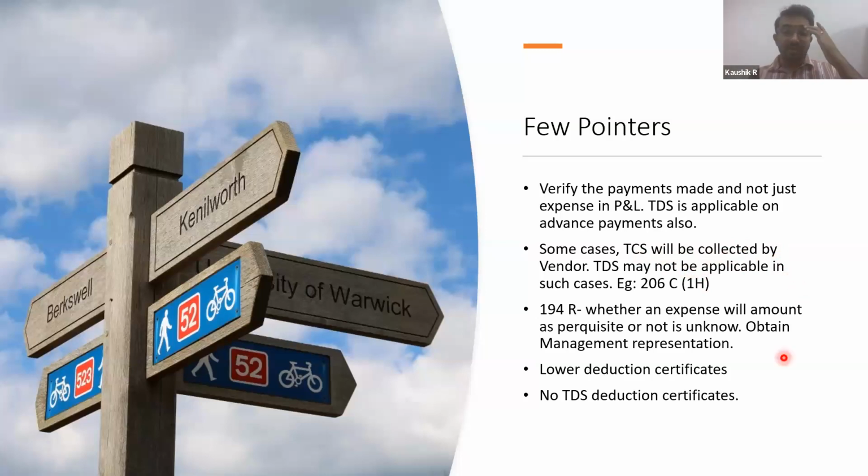See, something new has come in the current year. What is this 194R? Any idea? Can you guess what this 194R is? Can you answer in the chat box? That is right. Murthy says that it is business perks.